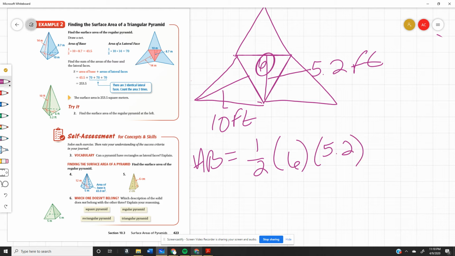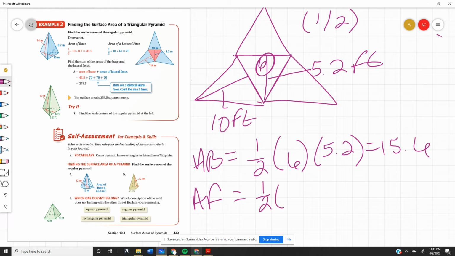I'm going to plug that into the calculator, 1/2. And just so you know, on the calculator, I am entering 1/2 as parentheses 1 divided by 2. So 1/2 times 6, which is actually 3, times 5.2 is going to give me 15.6. Okay, and then I'm going to calculate the area of one lateral face, and I'm going to do 1/2 times the base of 6 times the slant height of 10, so we're going to get 30 there. There are 3 of them, keep that in mind.